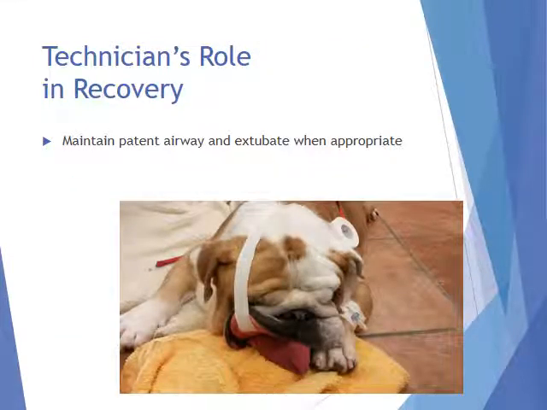All right, so we're going to maintain a patent airway and extubate when appropriate. This is kind of a funny picture. This patient's already been extubated, but bulldogs have all this excessive soft palate tissue, and sometimes after you extubate them, they can still have some issues. So this was one solution to keep him from, I guess, having to push through his lips to breathe. He probably just should have kept the tube in a little bit longer, but let's look at how we know when they're ready.